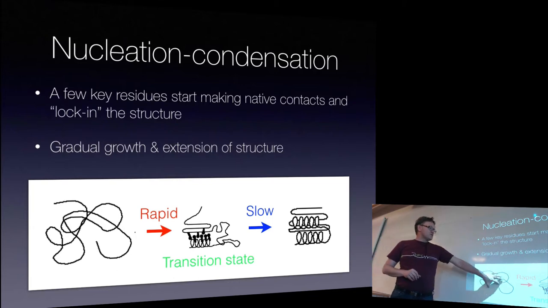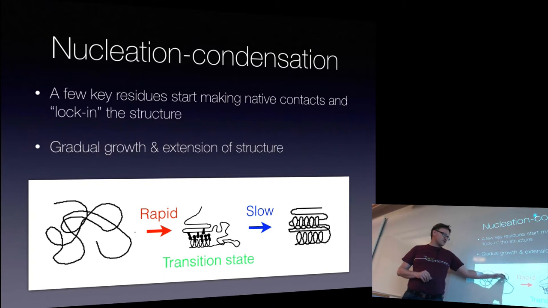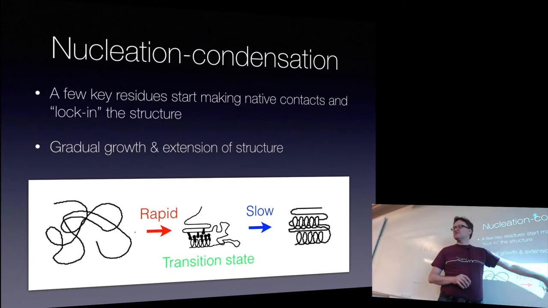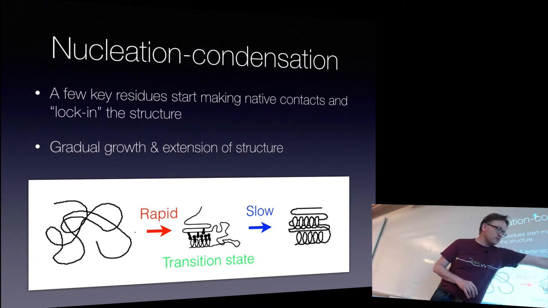So this would probably be something like the molten globule, where you start to form structure and it is semi-stable. And so this would be the molten globule. This would be the transition barrier that we need to get across to really fold the protein. And that would be the folded state.